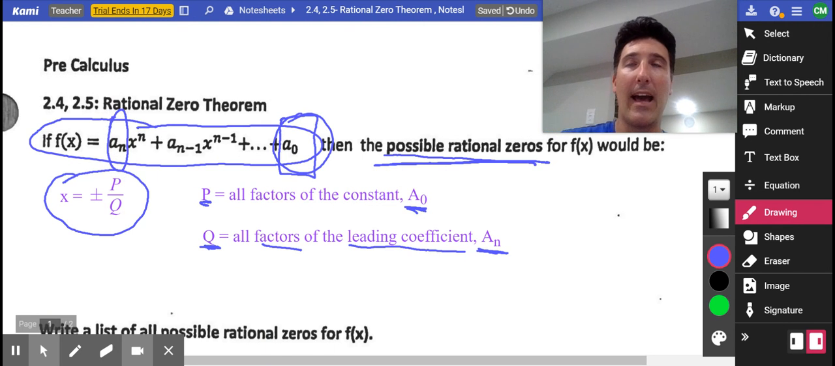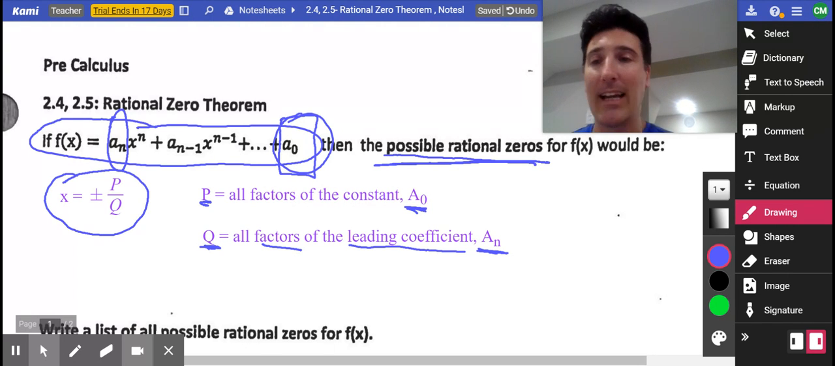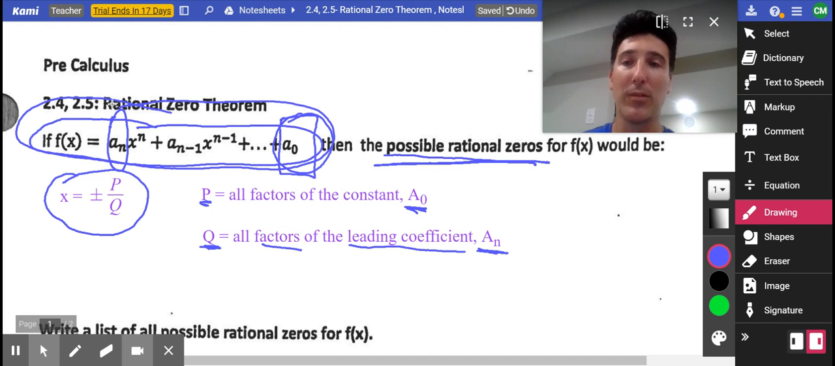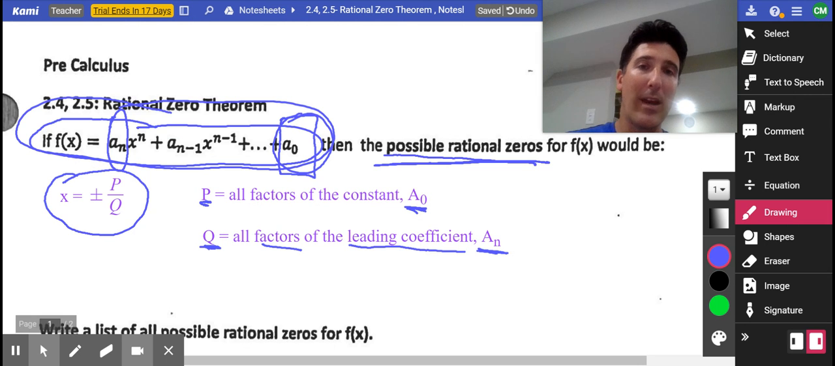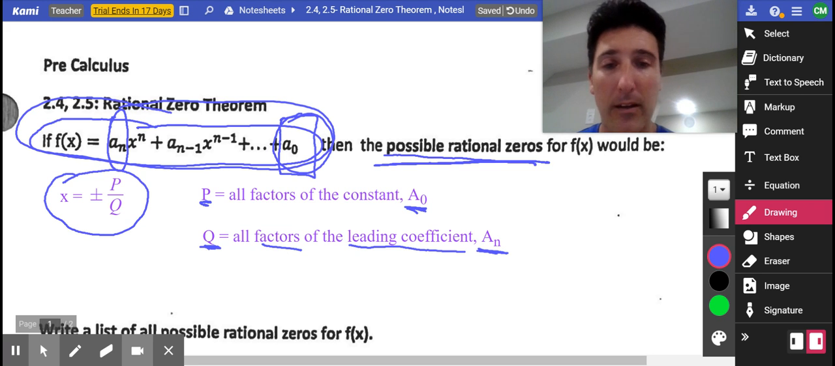So if I had, let's say, 4x squared plus 2x plus 1, 4 would be the leading coefficient, and all its factors would be 1, 2, and 4. Here, guys, this is a classic example of trying to make this a lot harder than it is. When we put numbers into it, it's going to make it a lot easier. So what this is telling us is when we get this list, these are the possible rational zeros. And then once we have that list, we can use synthetic division to see which one gives us a remainder of 0.